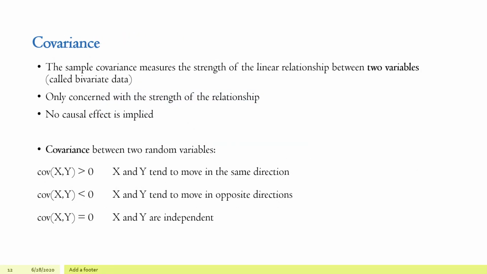Coming to covariance. The sample covariance measures the strength of the linear relationship between two variables, called bivariate data. It is only concerned with the strength of the relationship; no causal effect is implied. When the covariance between two random variables, Cov(x, y), is greater than 0, x and y tend to move in the same direction. When Cov(x, y) is less than 0, x and y tend to move in opposite directions. When Cov(x, y) is 0, that means x and y are independent.